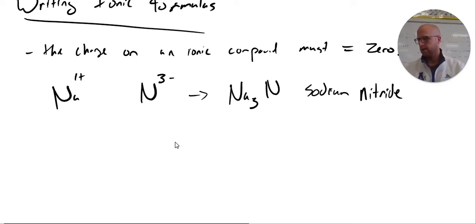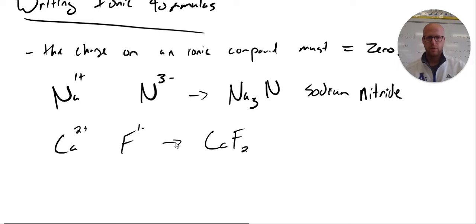Let's do another one here. Let's say we have calcium. Calcium has 2 valence electrons, so it's going to lose those 2 valence electrons and go to a +2 charge. Let's say calcium pairs up with fluorine. Fluorine has 7 valence electrons, so it's going to gain 1 and go to a -1 charge. Well, +2 minus 1 doesn't add up to 0, so we need 2 fluorines. So we have CaF2, or calcium fluoride.